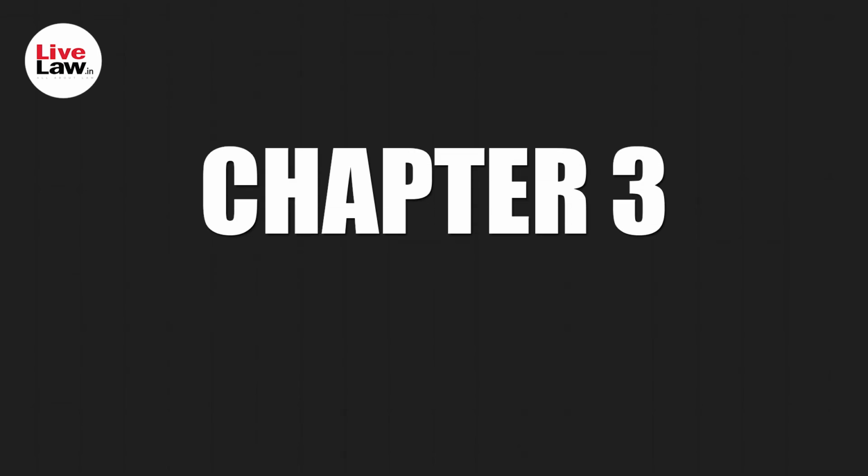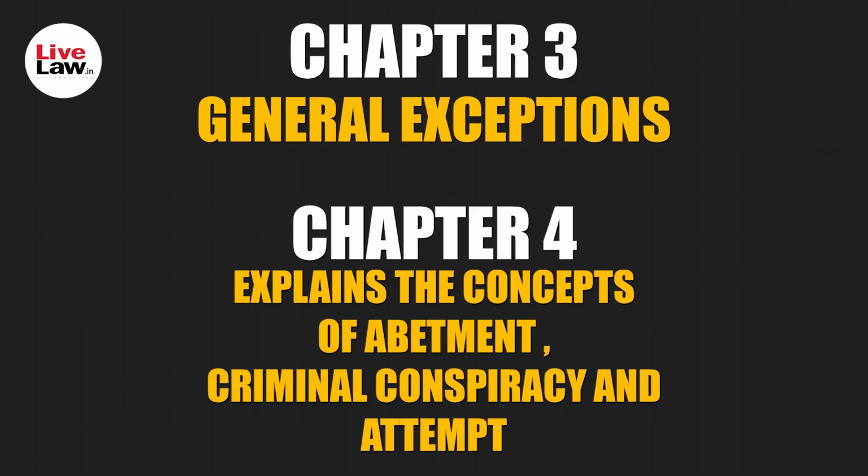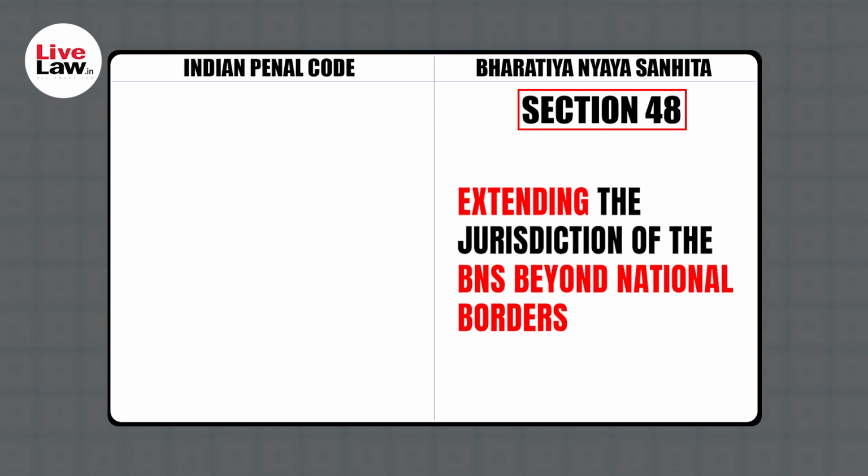Chapter 3 deals with general exceptions and Chapter 4 explains the concepts of abetment, criminal conspiracy and attempt. In this chapter, the inclusion of Section 48 is a noteworthy development extending the jurisdiction of the BNS beyond national borders. This provision facilitates the prosecution of an individual who is not a subject of Indian law but abets or aids the offences committed within India.